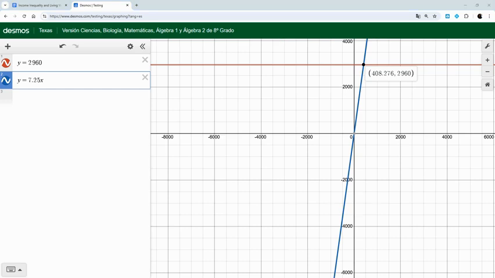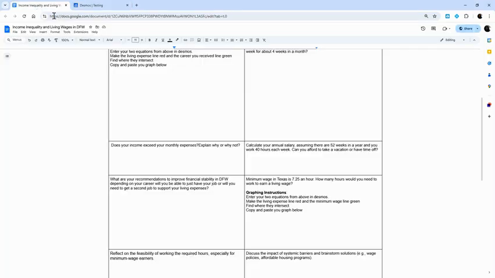So if you divide that by 40, you basically have to work 10 weeks in a month, and there's no 10 weeks in a month. So basically, making minimum wage living in DFW is a non-factor. Even if you do get two jobs, two minimum wage jobs, you still probably won't be able to make it. So that's the kind of connection I want them to make there.